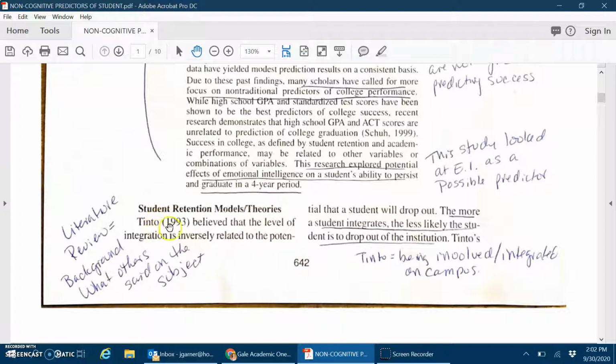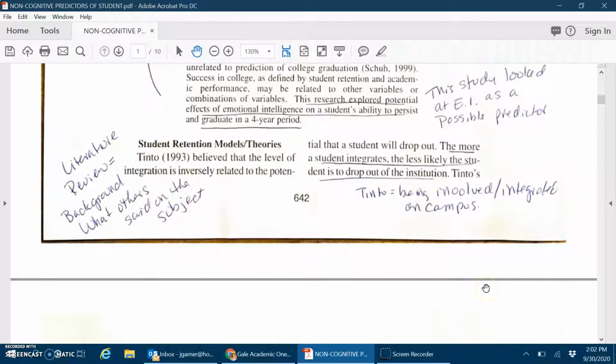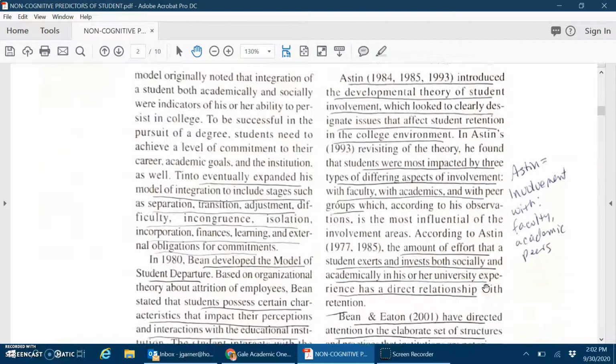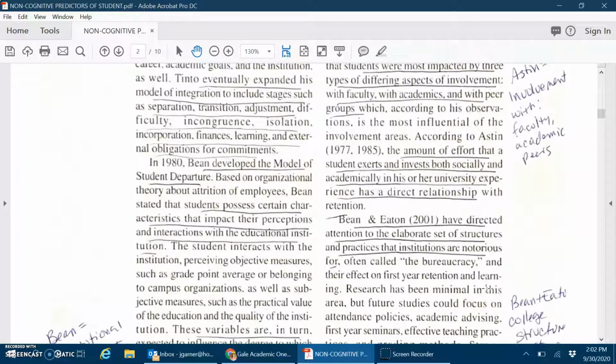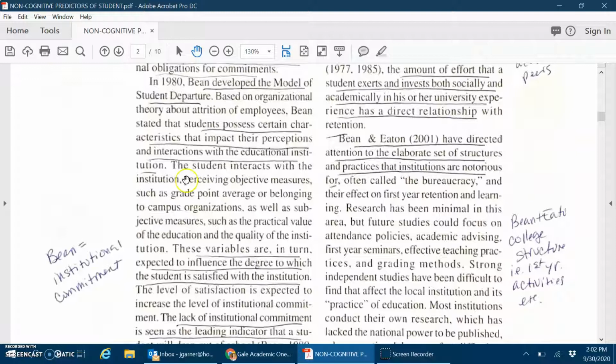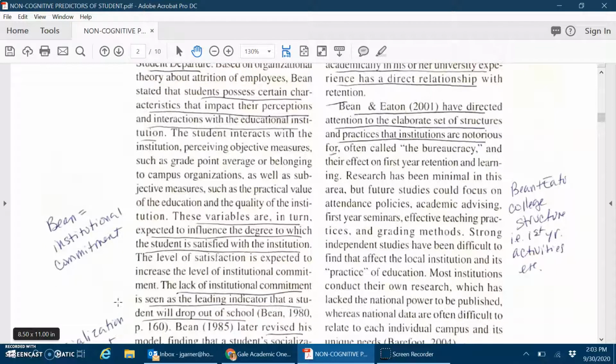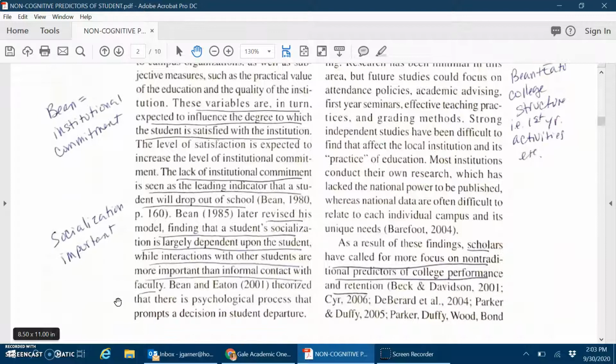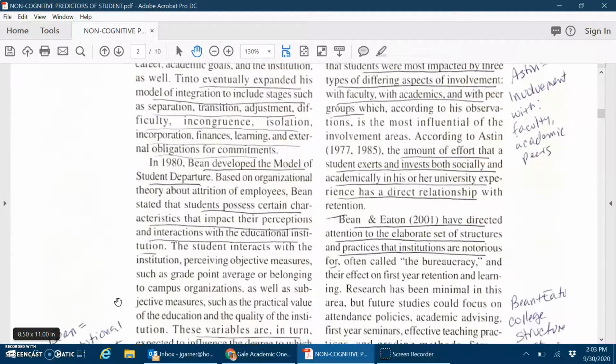Okay, so they talk about several different people. So the first one is Tinto, all right, and he talks about being involved and integrated on campus as a good measure of student success. All right, then we go on and talk about that. And the next person he talks about is Bean, who developed the model for student departure. Basically, he's saying the level of institutional commitment a student has could indicate student success. He finds that socialization is important, making friends on campus.